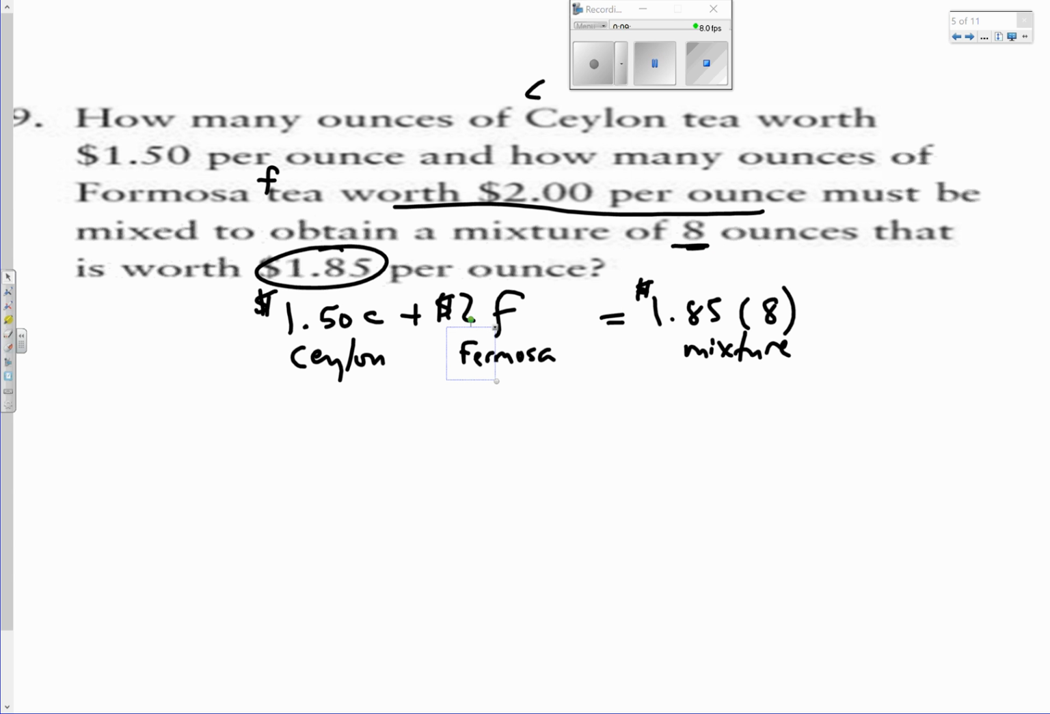Okay. We also know one more piece of information, right? So we know that the mixture altogether has to be 8 ounces. So C plus F is going to equal 8. So we have another system of equations, right? $1.50C plus 2F is equal to 1.85 times 8. And then the second one is C plus F is equal to 8.